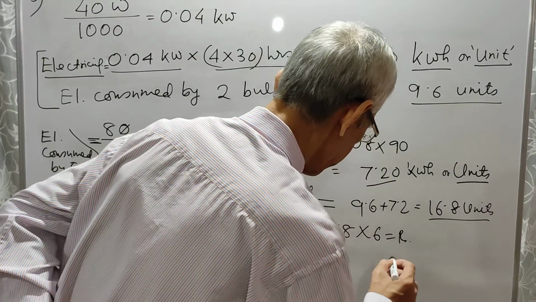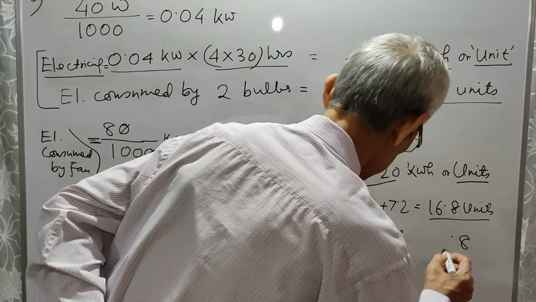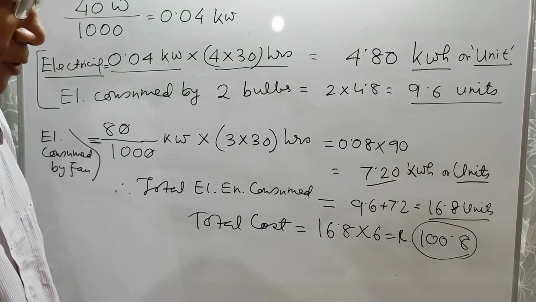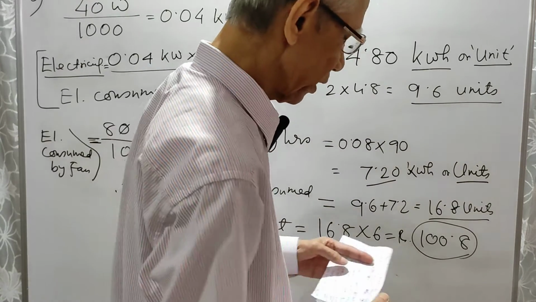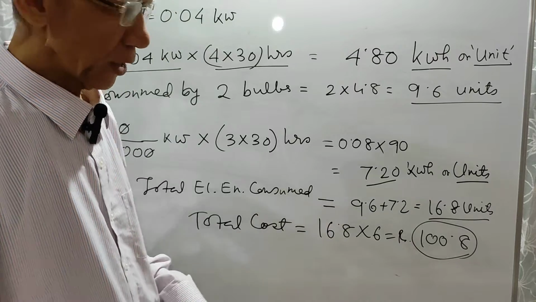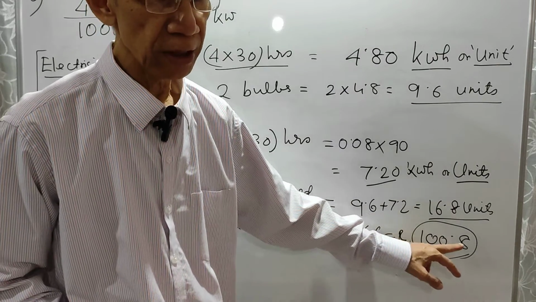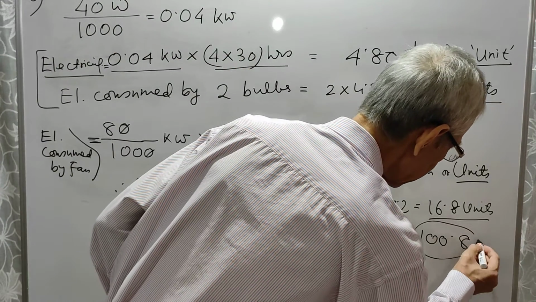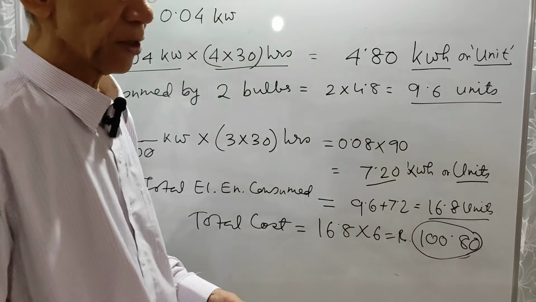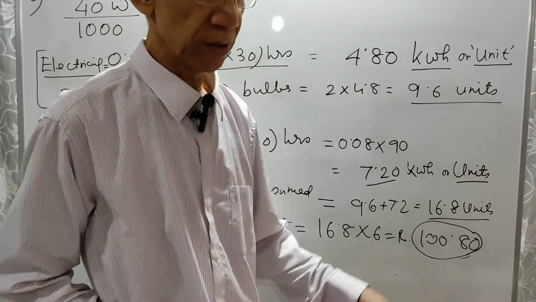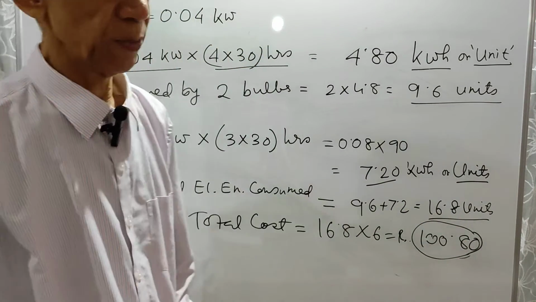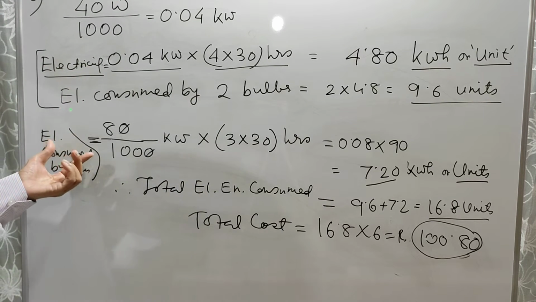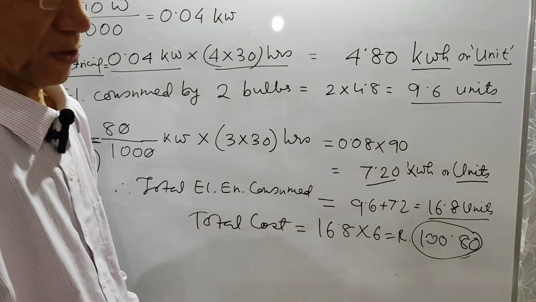So whatever you get, that is the answer. That means rupees how much? It is 100.80 rupees. So this is the final answer: rupees 100.80. It means 80, so you can put a 0 here, because after the decimal there should be 2 digits if it is rupees. Therefore 100.80 rupees. This is how you have to calculate the electrical energy consumed by different devices.